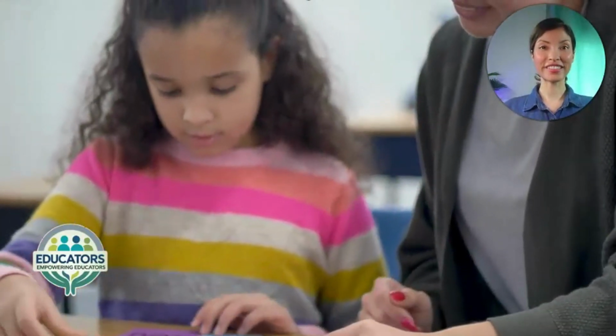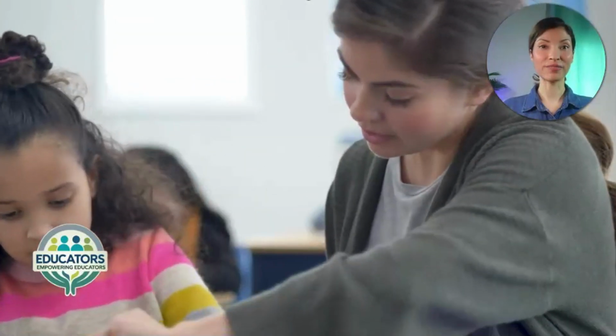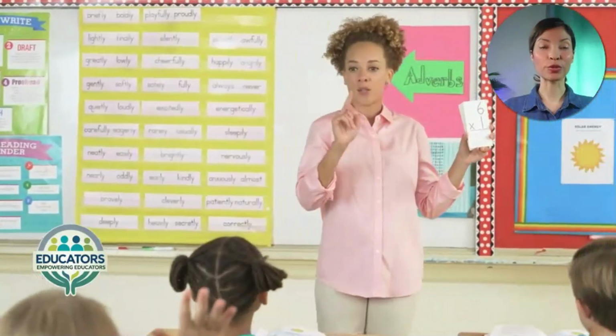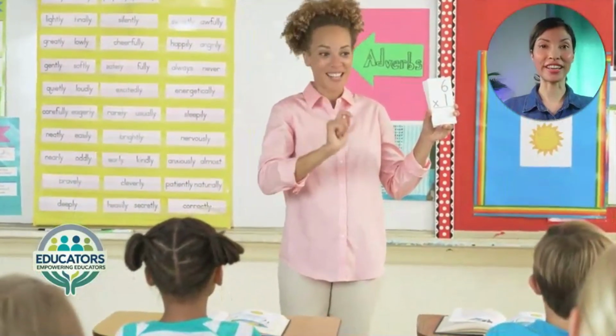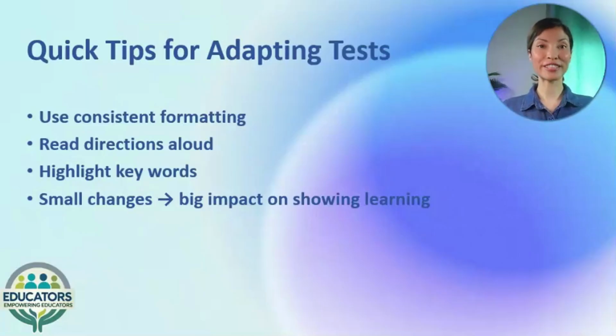Ready for some quick wins? Here are 3 simple ways you can start adapting your assessments today. Tip number 1, use consistent formatting. Keep the question layouts predictable so students spend their brain power on the actual thinking, not decoding a new test structure. Tip number 2, read directions out loud. This removes one barrier before they even pick up their pencil. And tip number 3, highlight keywords so students instantly see exactly what's being asked. Small changes like these can make a dramatic difference in how accurately you can see what your students really understand.